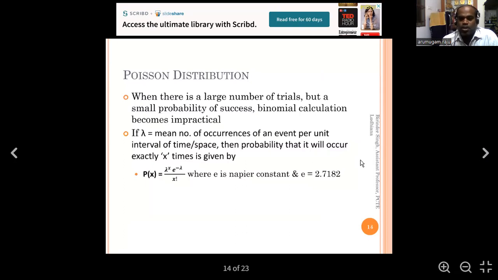Next case is the Poisson distribution. Poisson distribution is also one of the discrete distributions. The definition of the Poisson distribution is P(x) = e^(-lambda) lambda^x / x!. That means if lambda equals the mean number of occurrences of an event per unit interval of time or space, then the probability that it will occur exactly x times is given by the probability mass function P(x) = e^(-lambda) lambda^x / x!, where e is a constant, e equals 2.7182.